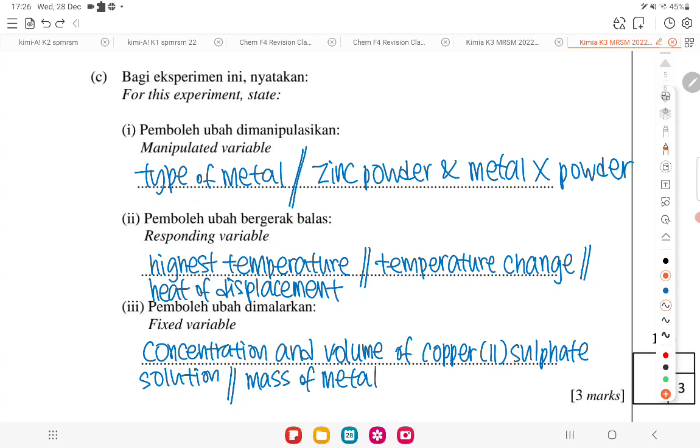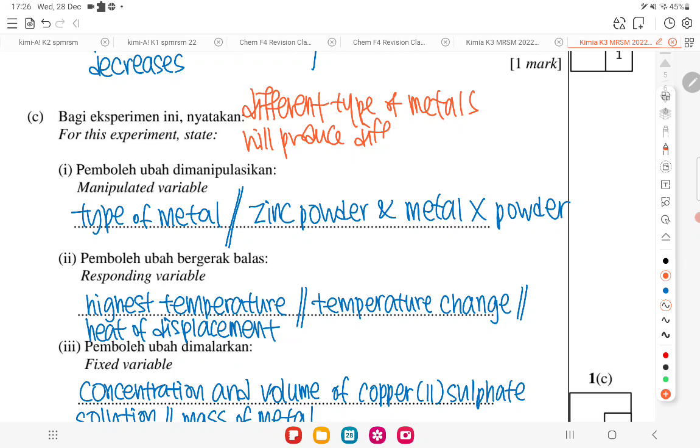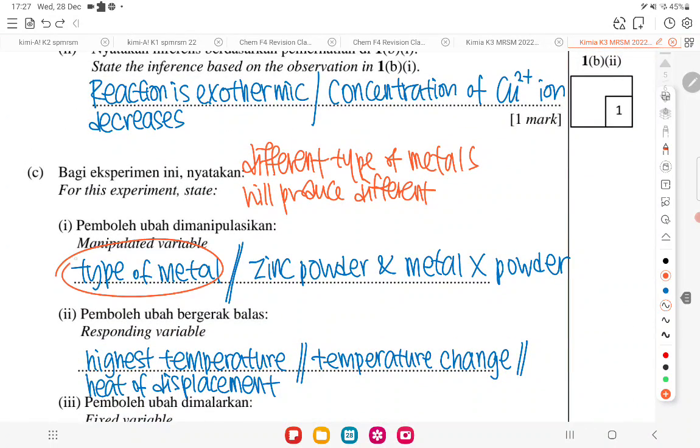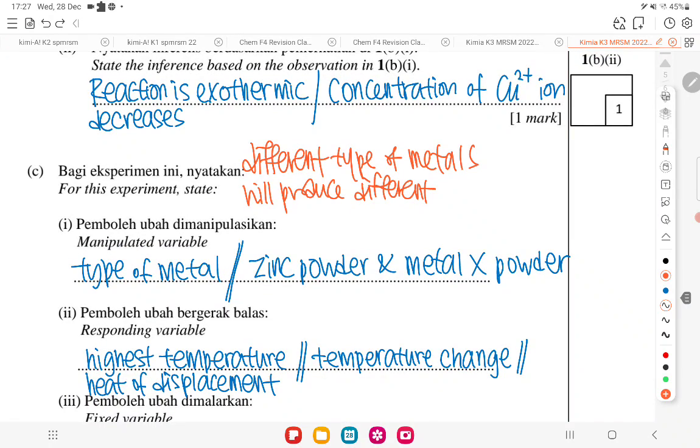One of the mistakes students will make is this. They will write different types of metals will produce different highest temperature, or different temperature change, or different heat of displacement. This is what a lot of students will write. Is this answer wrong? No, this answer is okay, but it is not the best.